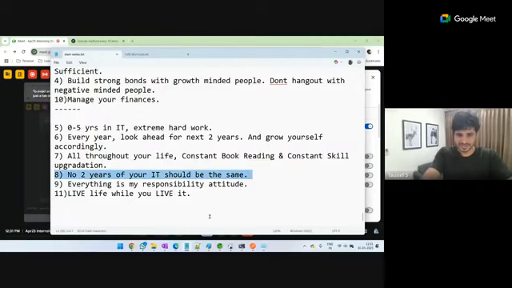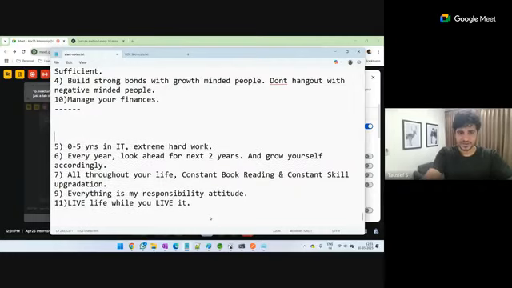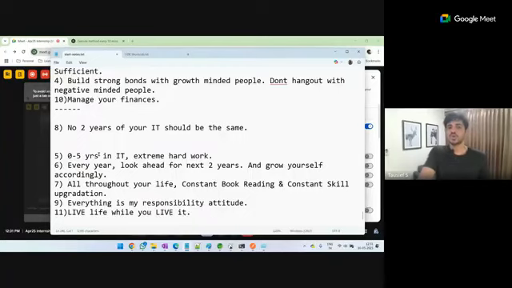This today we discussed. So we can simply summarize it here. No 2 years of your IT should be the same, regardless of money, regardless of project, regardless of whatever. If 2 years you are the same, it means you are a 1 year person repeated 2 times. Don't call yourself a 2 years of experience person. You are a 1 year person, experience is repeated 2 times.